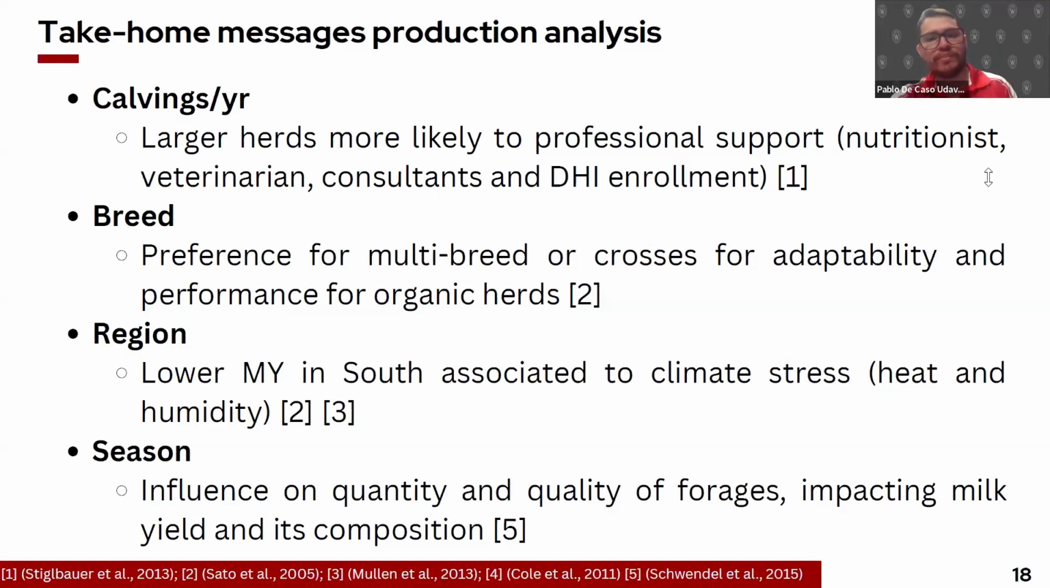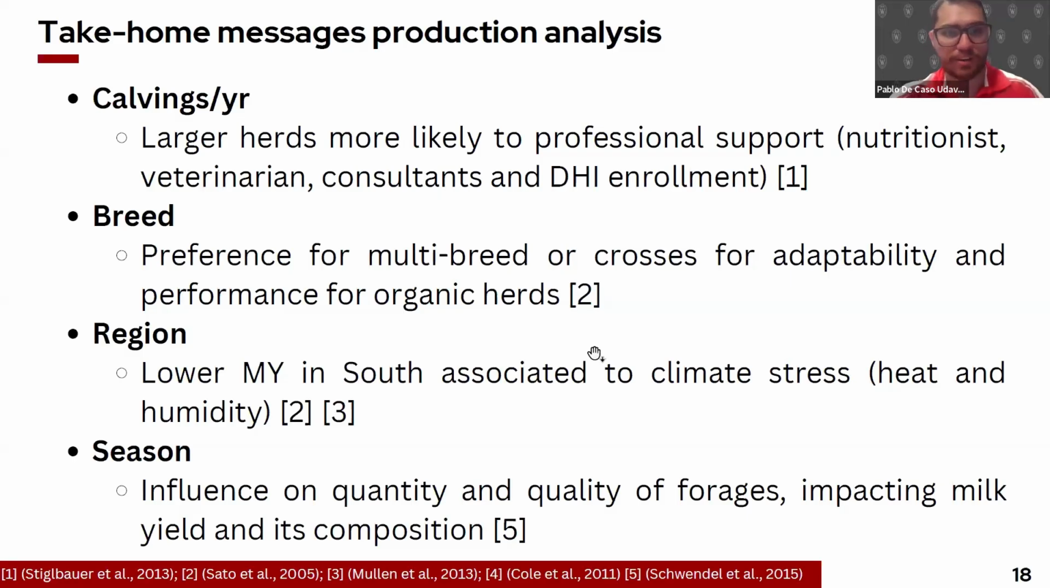Larger herds are consistently having a higher average milk production, which could be explained partially because they are more likely, in comparison to smaller herds, to seek out professional support from nutritionists, veterinarians, consultants, and to be enrolled in the DHIA programs, the Dairy Herd Improvement Associations, which do the monthly milk tests and the somatic cell count tests. Specifically for the breeds, we can see how these differ quite a bit from the conventional, where usually the Holstein is the breed that is king.